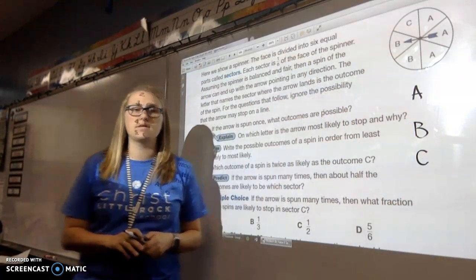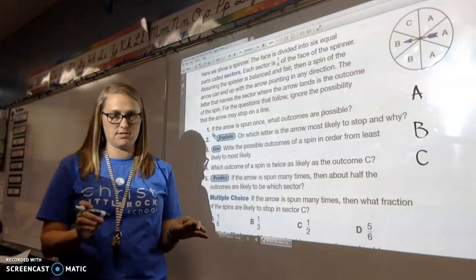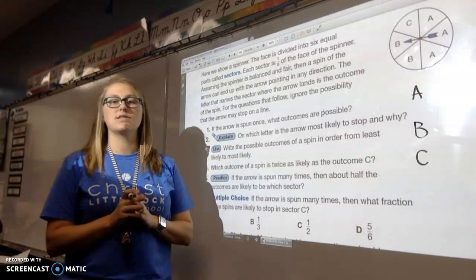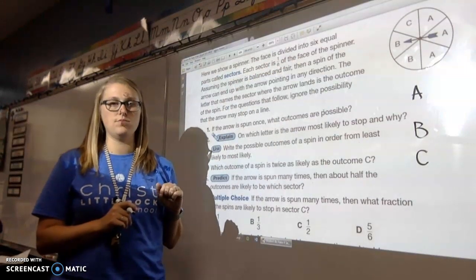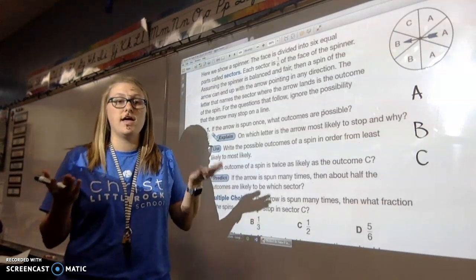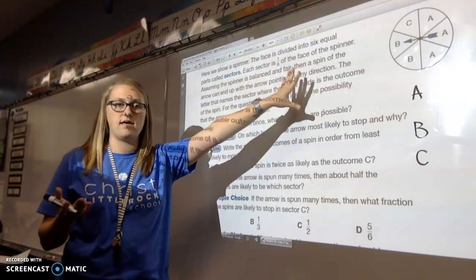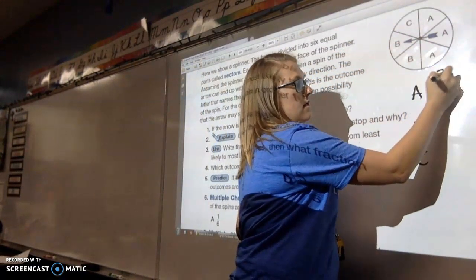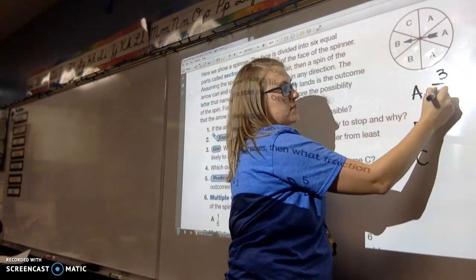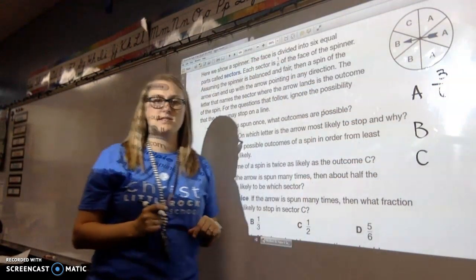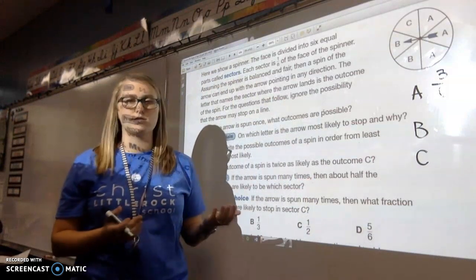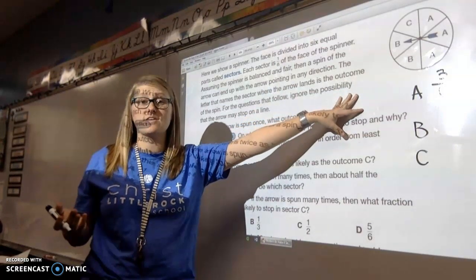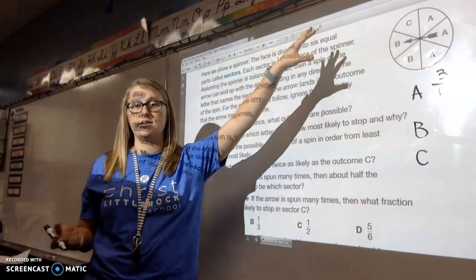Now, when you're talking probability, you're always talking fractions. Fractions, fractions, fractions. If it said, what is the probability that it would land on an A, I have to write a fraction of how many of those pieces are A. I can count up, and I know that 3 of them are A out of 6 total pieces. So the probability that it will land on A is 3/6, which is the same thing as a half. Half of the time, technically, if I spun this, it should land on A.